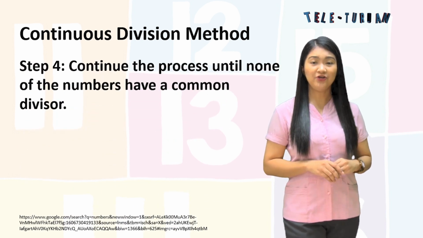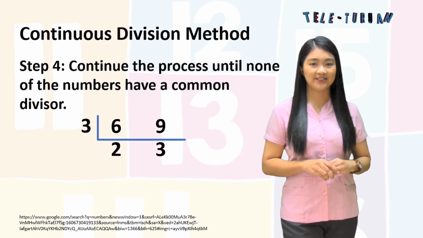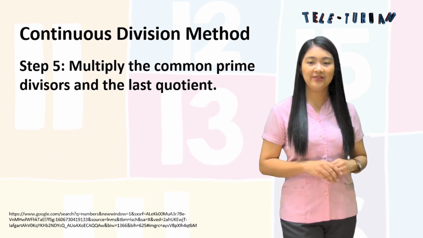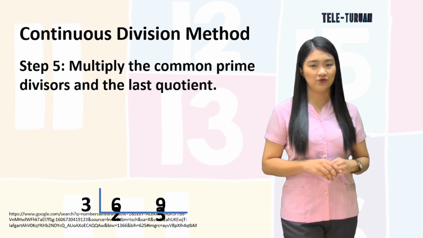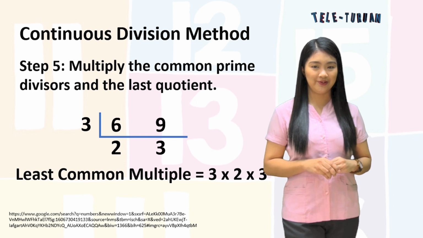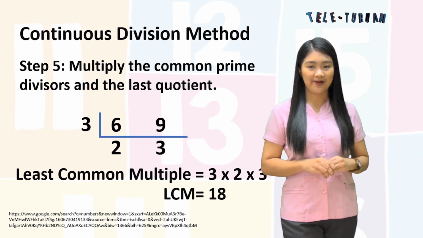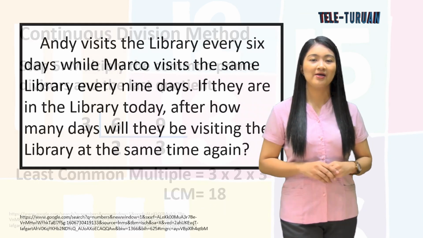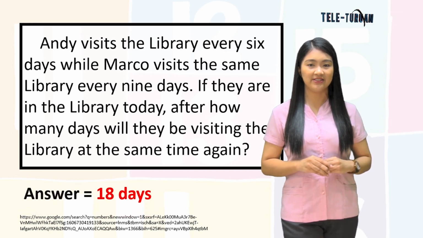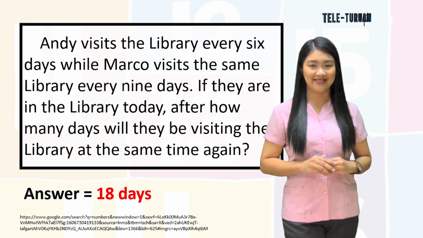Step 4. Continue the process until none of the numbers have a common divisor. The quotients 2 and 3 are both prime numbers. Step 5. Multiply the common divisors and the last quotient. Least common multiple is equal to 3 times 2 times 3. The LCM is equal to 18. The answer to the problem is 18 days. As you can see, we will arrive at the same answer using any of these 3 methods in finding the LCM and GCF. Now, let's sum up the lesson.